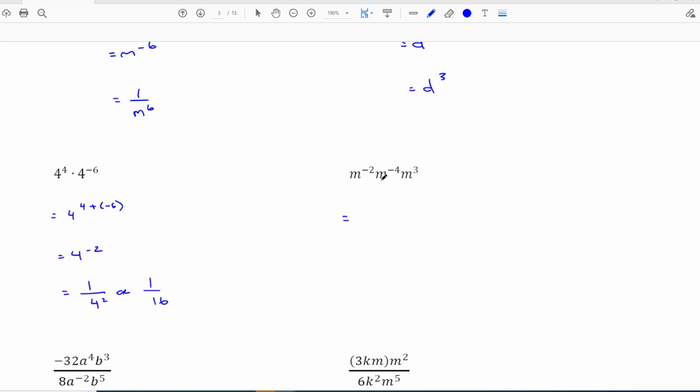All right, for this next one, again, they're multiplying. So when multiplying powers of the same base, you add the exponents.